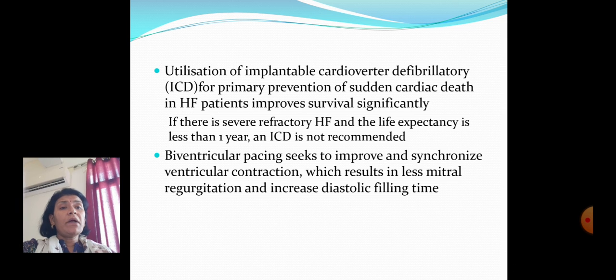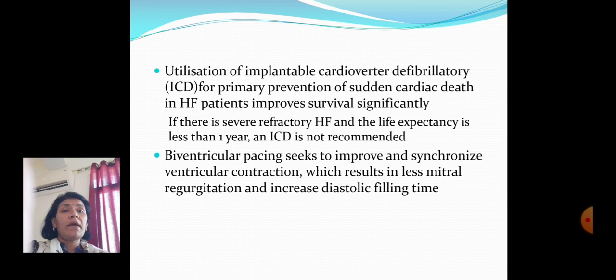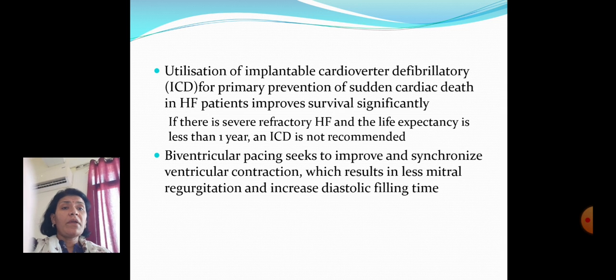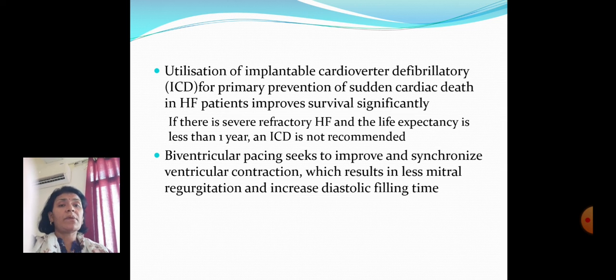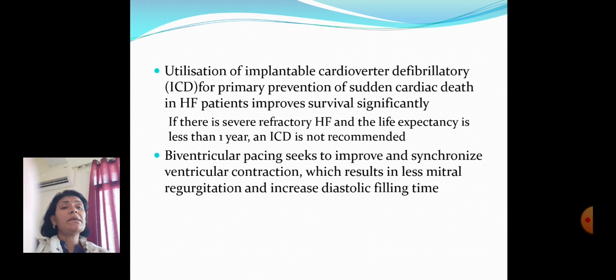Utilization of implantable cardioverter defibrillator for primary prevention of sudden cardiac death in heart failure patients improves survival significantly. So these patients should be screened, and when the conditions are there, we should go for ICD. If there is severe refractory heart failure and life expectancy is less than 1 year, then ICD is not recommended. Biventricular pacing seeks to improve and synchronize ventricular contraction, and this results in less mitral regurgitation and increased diastolic filling time with improved cardiac output.